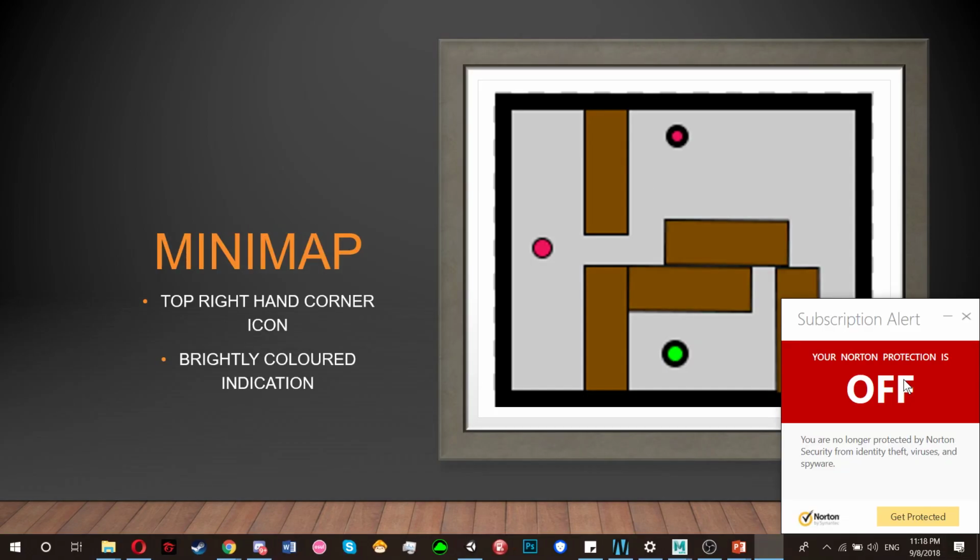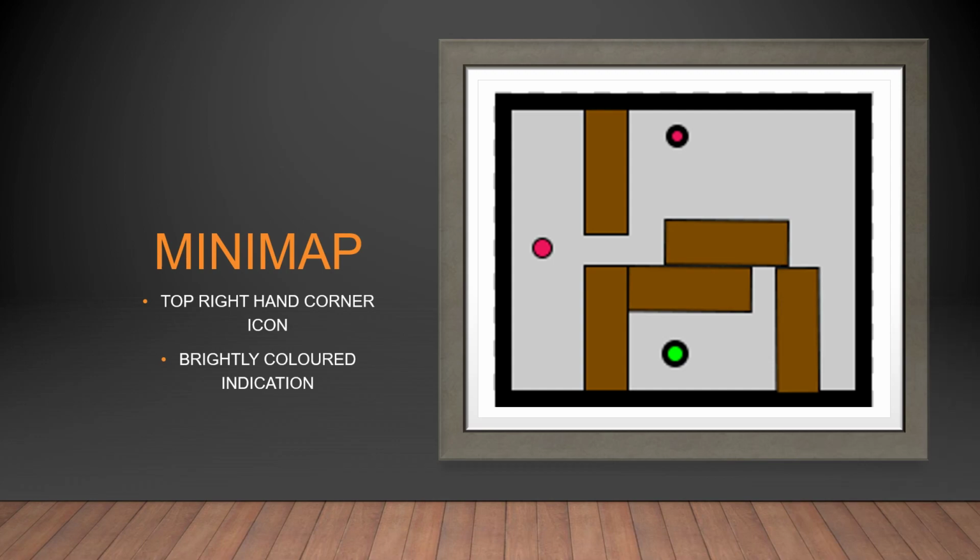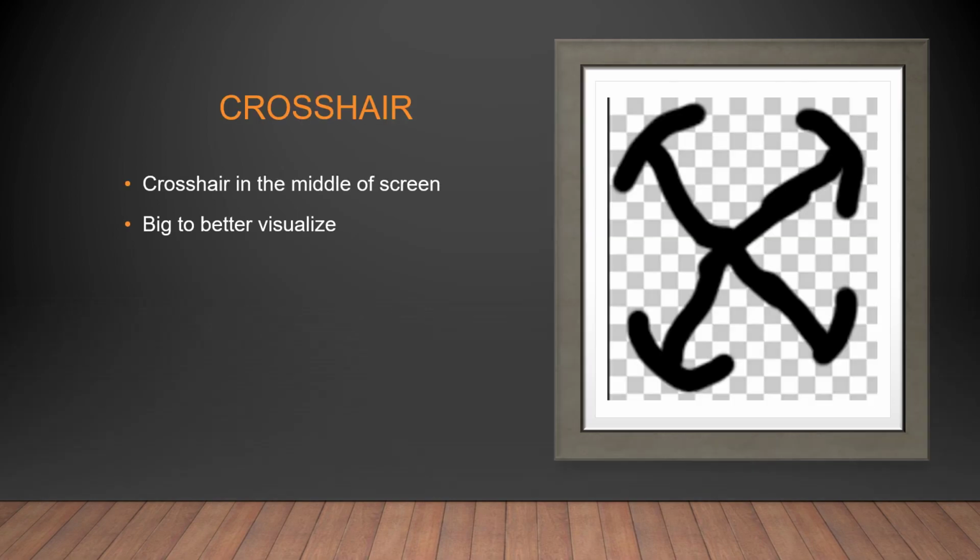And then we have the minimap, which will be on the top right hand corner of the screen. It's to better indicate where the player is at, to show the movement, maybe to know where the player is going, etc. So crosshair. The crosshair will be in the middle of the screen, and it will be big enough for players to look at it. Since it's big, it's easier to aim in a nutshell.